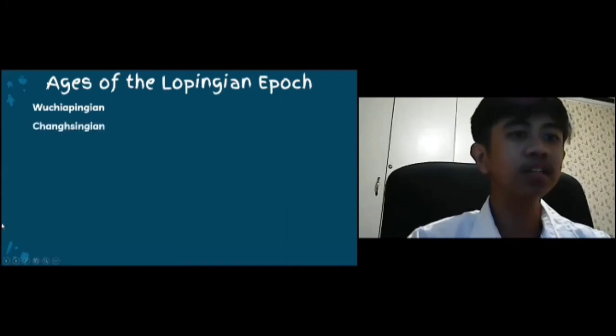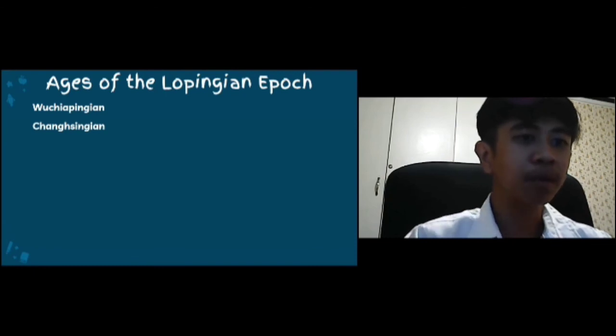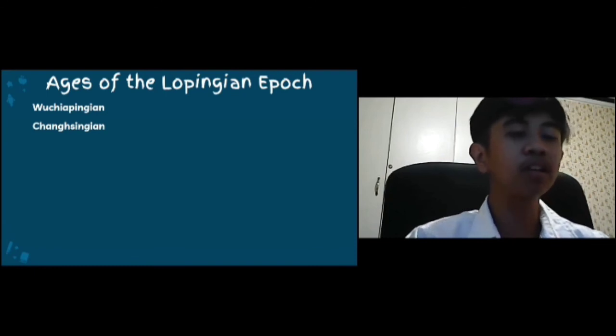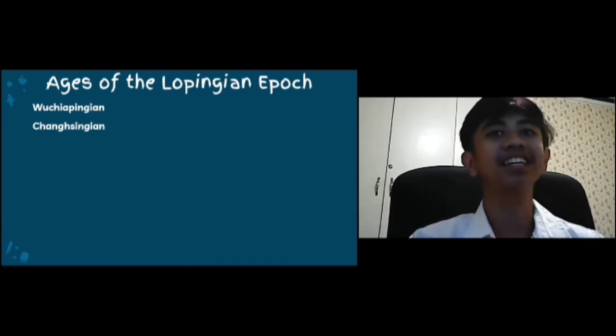Changhsingian stage, last of the two internationally defined stages of the Upper Permian Lopingian series, encompassing all rocks deposited during the Changhsingian age, 254.2 million to 252.2 million years ago of the Permian period. The name of the interval is derived from the Chinese county of Changxing.